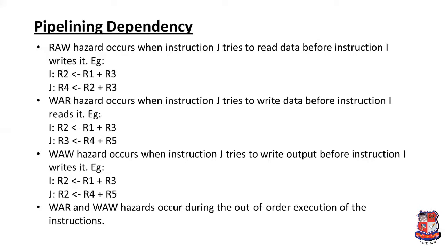Then a write after read hazard occurs when instruction j tries to write data before instruction i reads. Here is an example: R1 plus R3 stored in R2 and R4 plus R5 stored in R3. So here the write after read hazard occurs. A write after write hazard occurs when instruction j tries to write output before instruction i writes. R1 plus R3 is stored in R2, at the same time R4 plus R5 is stored in R2. So WAR, write after read, and WAW, write after write, hazards occur during the out of order execution of the instructions.